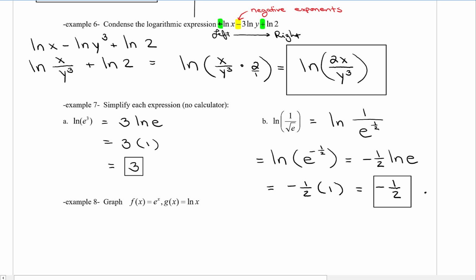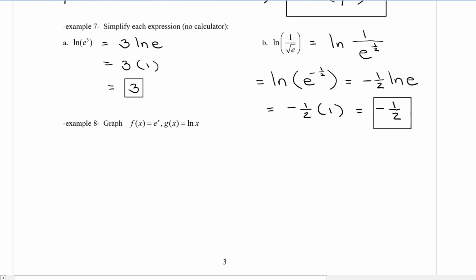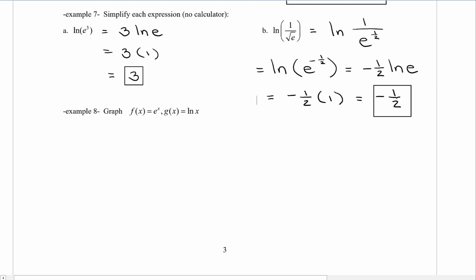Example 8. Graph f of x equals e raised to the x power, and we also have g of x equals the natural log of x.